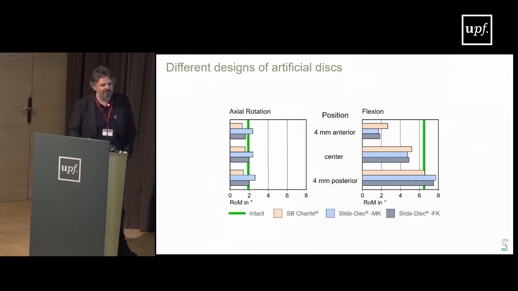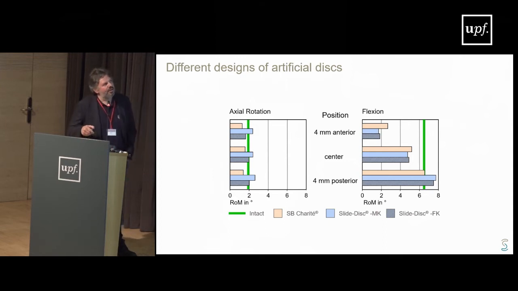So we'll show briefly some results. Here we see the range of motion. The green line indicates the range of motion of the intact spine, here in axial rotation and in flexion, for the three different models. So the Charité, the standard one, the new one with the mobile core, or the new one with the fixed core, so like, let's say, gluing the core to the lower plate.